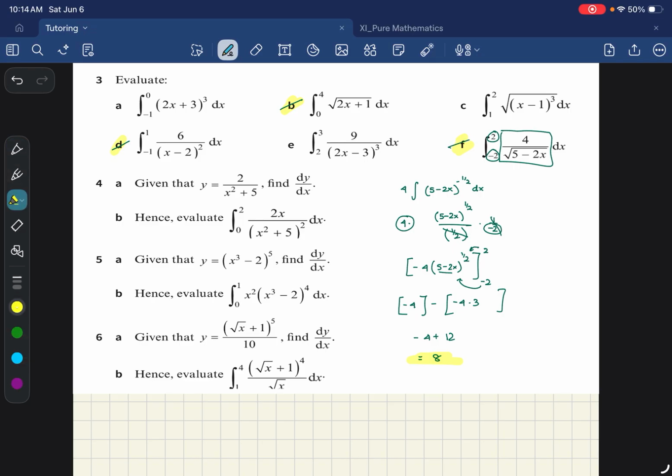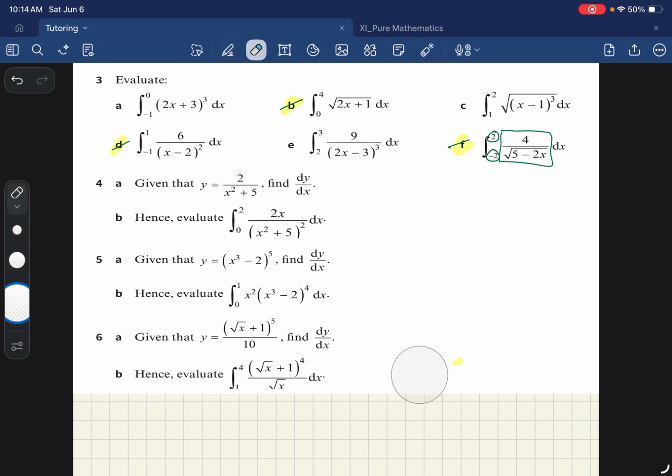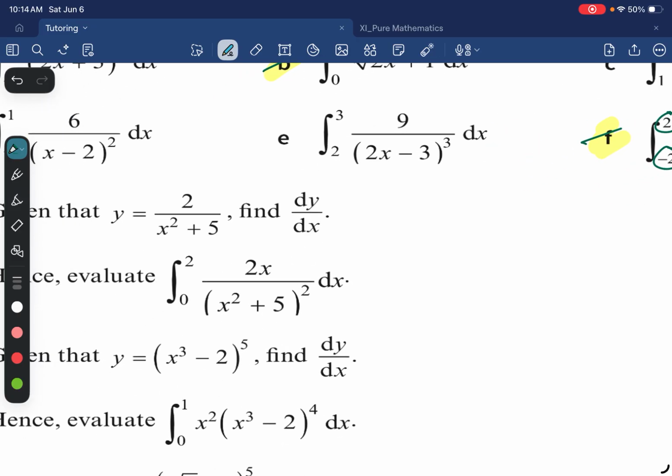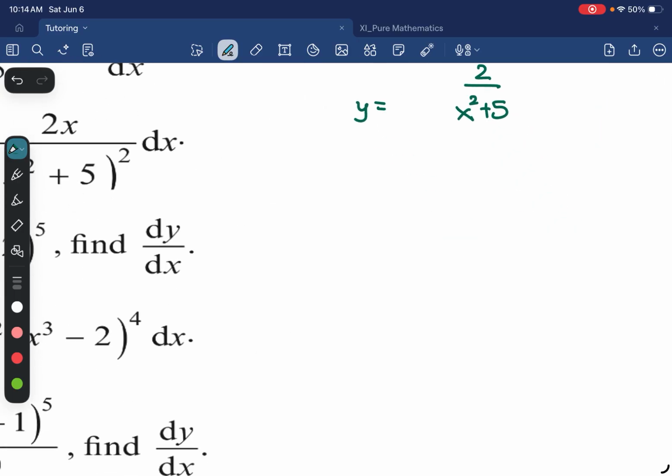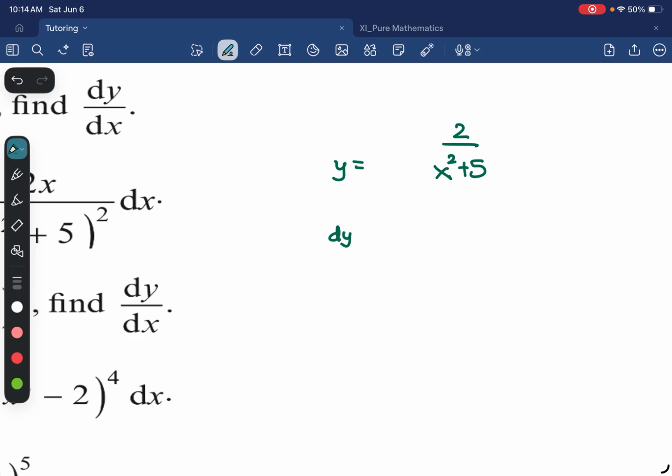Most of these other questions we are going to do in very similar ways, right? So question 4, 5, and 6 are very similar to the questions that we were discussing in the last video. So given that we have this expression, y is equal to 2 over x squared plus 5, we need to find dy by dx. So find dy by dx. If you differentiate this, so they are just asking you to differentiate this.